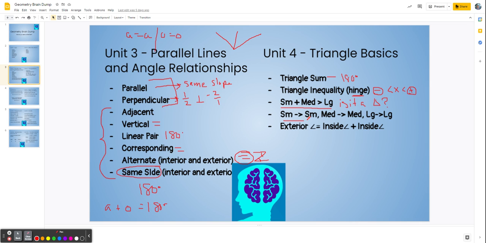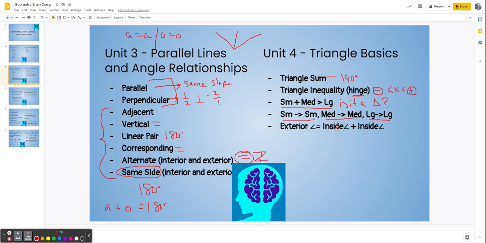What does this mean? Small is opposite small, medium is opposite medium, and large is opposite large. That's how I order those sides and angles, right? So small side is opposite small angle, medium side is opposite medium angle, and large side is opposite large angle. Okay.